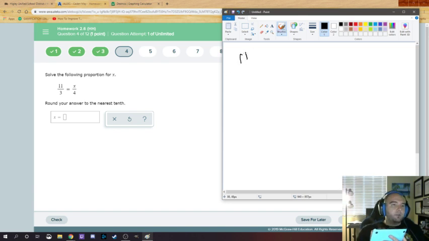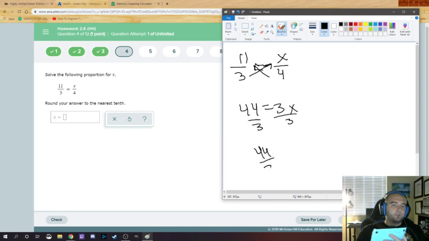Alright, 11 over 3. Hey, look, for once the fraction is improper. It has a bigger number on top, over 4. So cross multiply. 4 times 11 is 44. 3 times x is 3x. Divide by 3 on both sides, and the answer, in my opinion, is 44/3. But I think they want to the nearest tenth again, so we're going to do that.